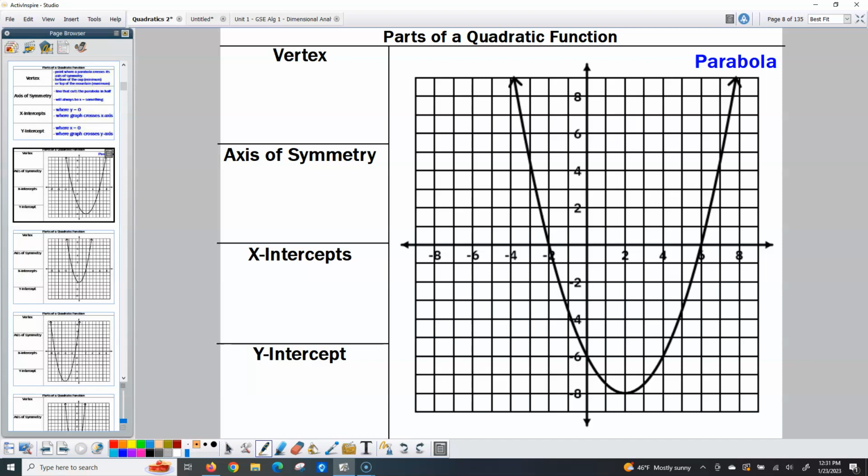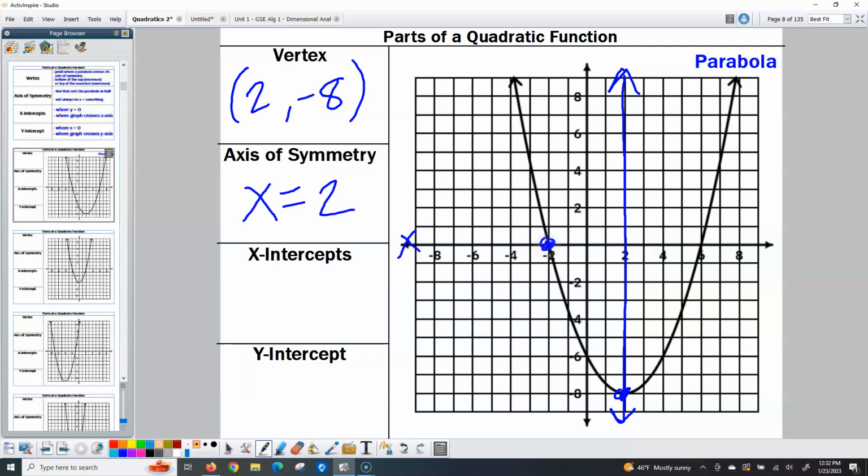The vertex on this one is at the bottom of the cup down here. That would be at (2, -8). The axis of symmetry goes right down the middle of the parabola right here, and that line would be x equals 2. The x-intercepts of this parabola would be where it crosses the x-axis right there and right there, so that would be at (-2, 0) and (6, 0). The y-intercept is where it crosses the y-axis right here. That would be at (0, -6).